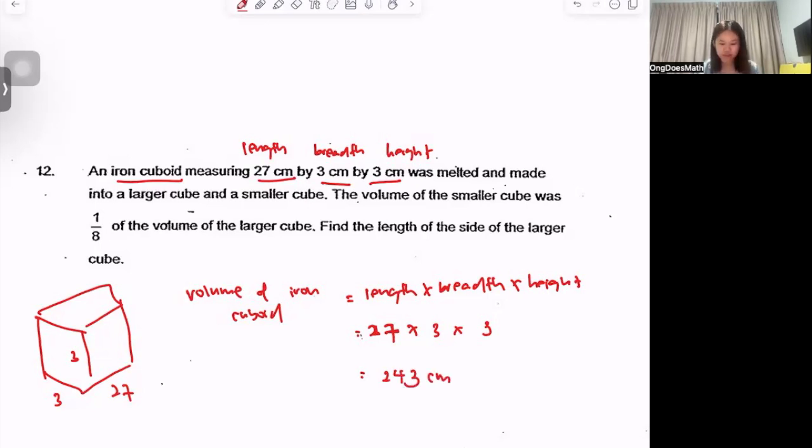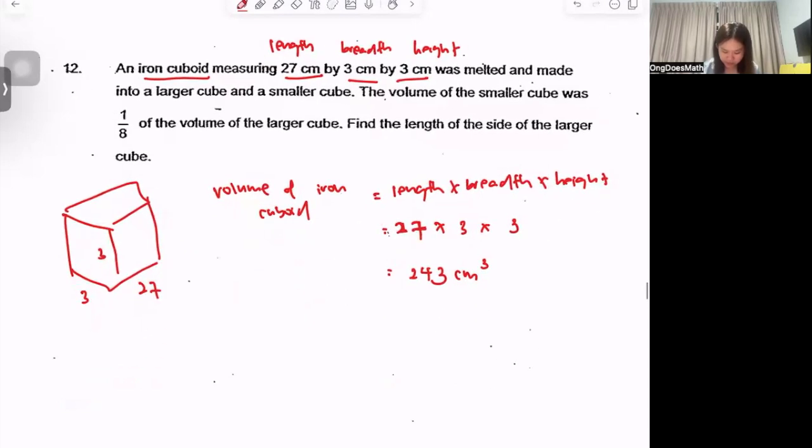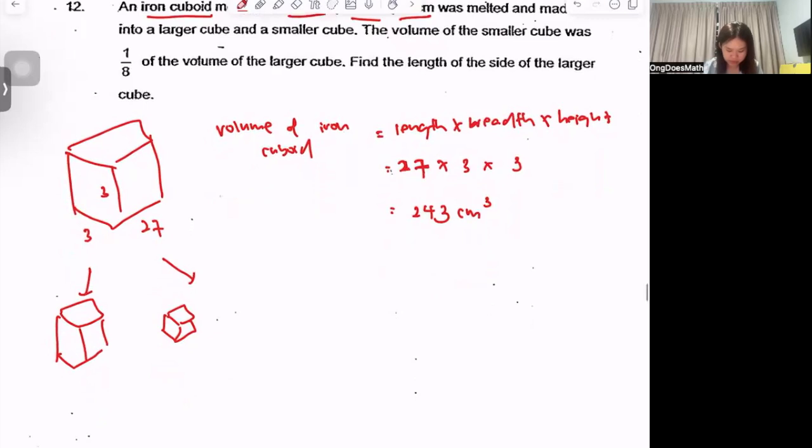So we have this large iron cuboid. Then you melt it, and you remake it into a larger cube and a smaller cube. What's so special about a cube is that all sides are the same. So it's like a square, but a 3D version of a square. So the length equals the breadth equals the height, which means that the volumes of these two cubes are going to be cube numbers.